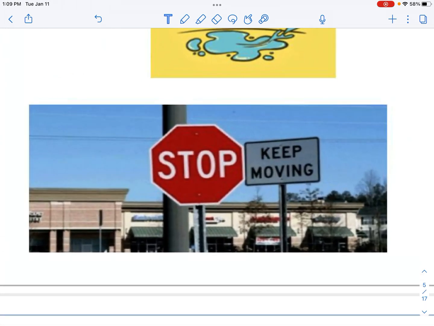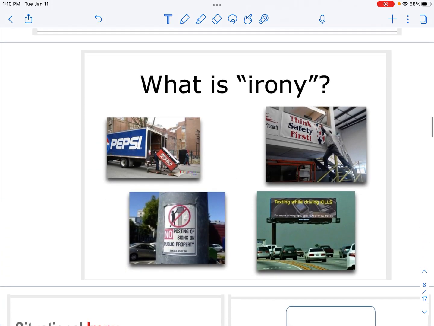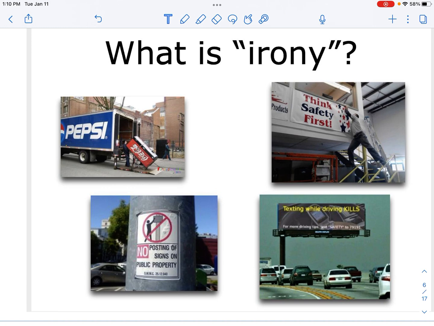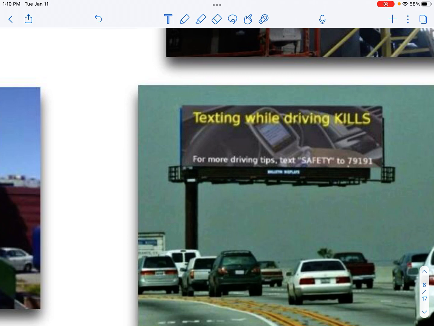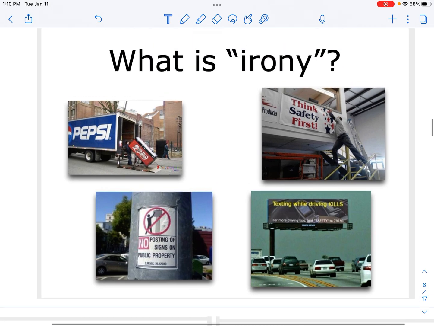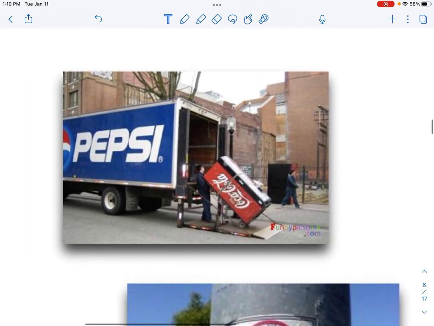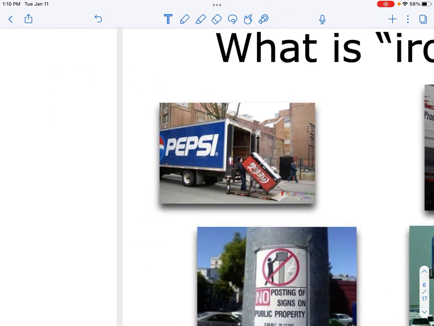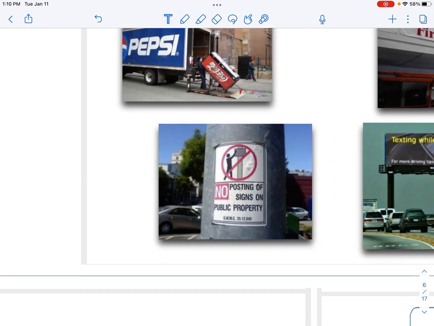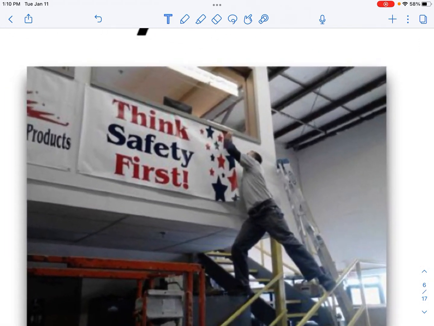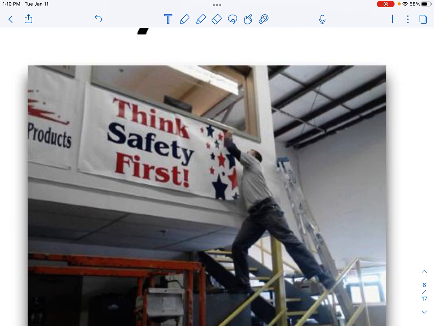If you take a look at these 2 signs right here, a stop and keep moving sign next to each other, you wouldn't expect these 2 because they contradict one another. On the next page, we have some more pictures of irony. We looked at some of these throughout the past week. Texting while driving kills. For more driving tips, text safety to 79191. Well, that makes absolutely no sense. Last week we went over this one too. What makes this ironic? Take a look here. What makes this sign ironic? And lastly, take a look here.